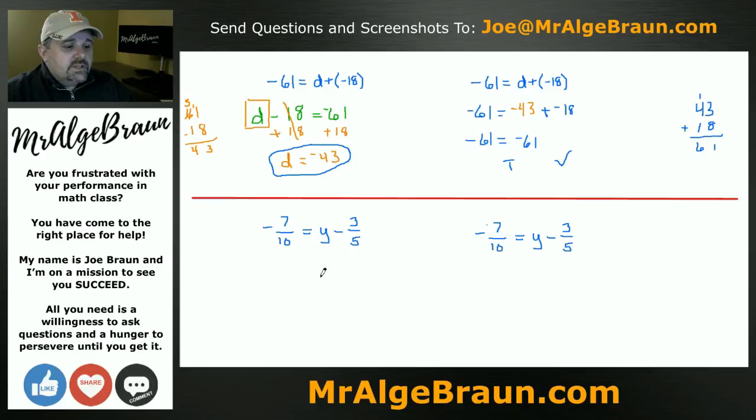Okay, all right, so I wanted to do a second problem, and this one I purposely picked some fractions. The same thing's happening here. My y is on the right and my number is on the left. So I'm going to go ahead and copy that and switch it. So y minus 3/5.